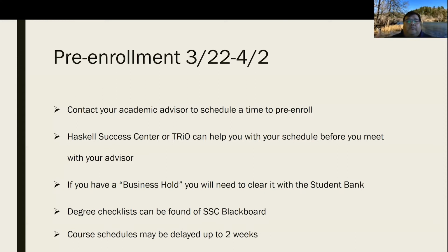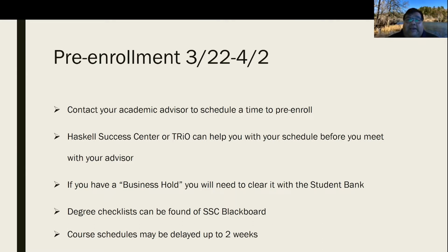One of the things I jumped down to, the next to the last one, is that the degree checklist can be found on the SSC Blackboard. But also, if you go on the Haskell website and go all the way down to the bottom in the black area, you'll see course catalog. You can look up the program that you're interested in, and they have a roadmap of what courses you should be taking and what semester you should be taking them, and also a degree checklist.